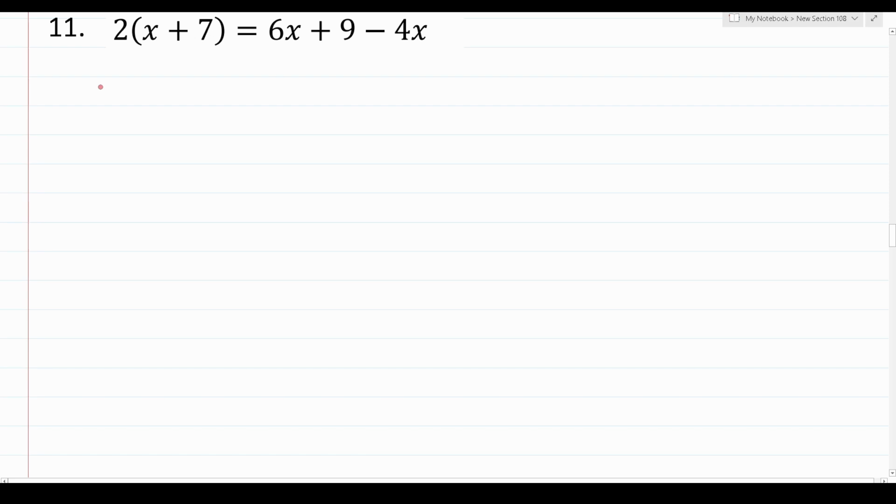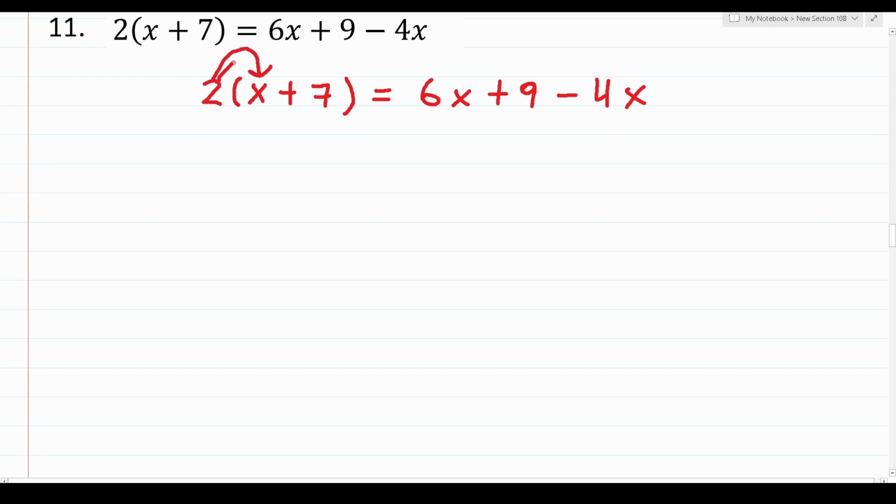All right, so number 11 says 2 times x plus 7 in parentheses equals 6x plus 9 minus 4x. Let's start by copying this one down. Again, we have 2 times x plus 7 equals 6x plus 9 minus 4x. Remember, we first have to take this 2 according to the distributive property and multiply it here as well as here. So this becomes 2 times x, which is 2x, 2 times 7, which is 14, equals 6x plus 9 minus 4x.